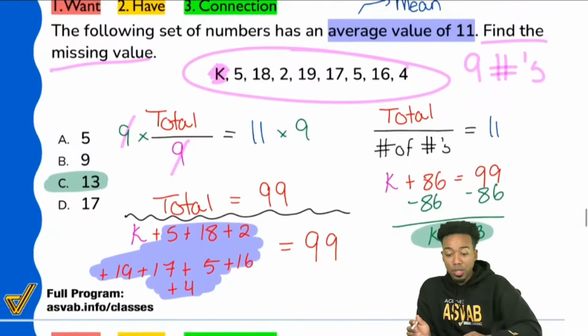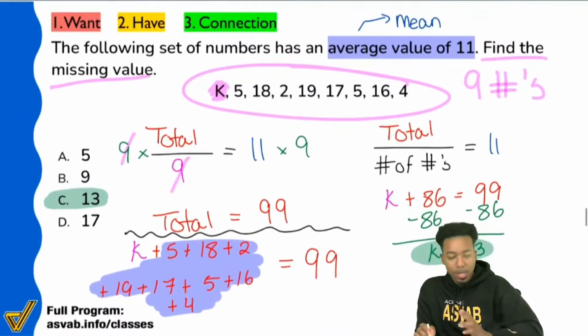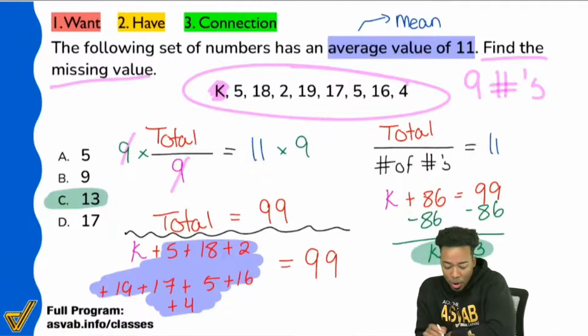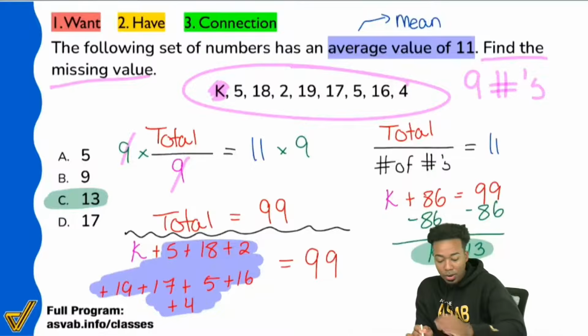Yeah, so if we're doing this with a little bit of mental math, again, like I said, the faster way would be, okay, you have your setup here, total divided by 9 equals 11. You get 99 for the total. And then I would just go ahead, do the mental math here, and add this all up.